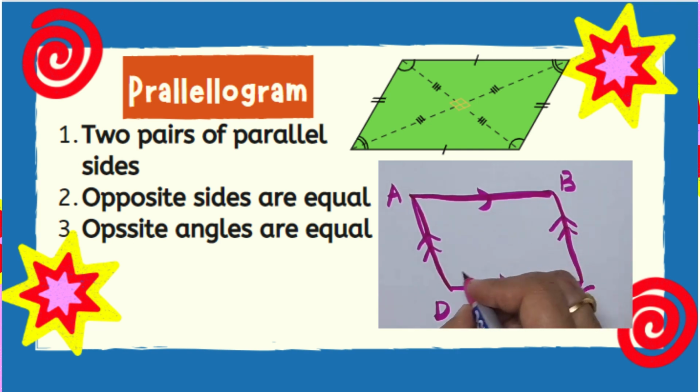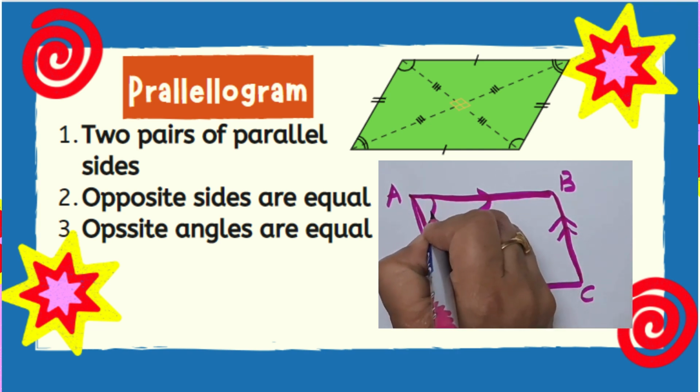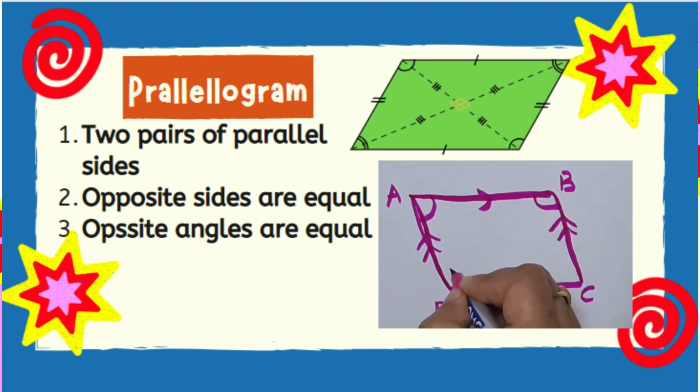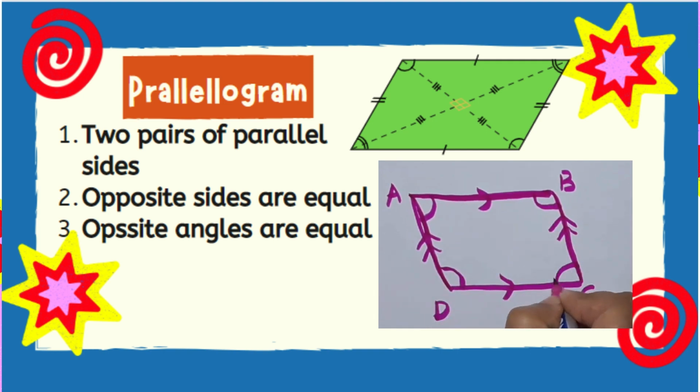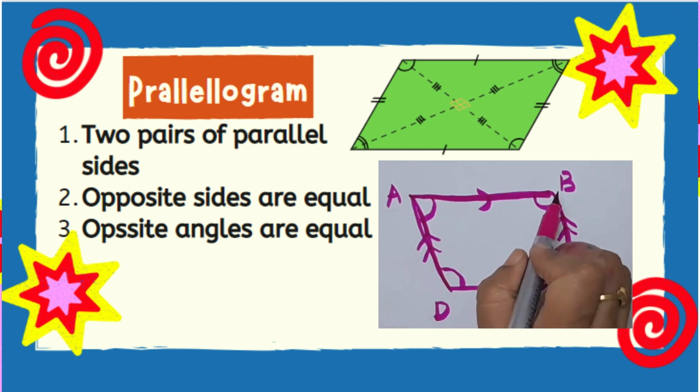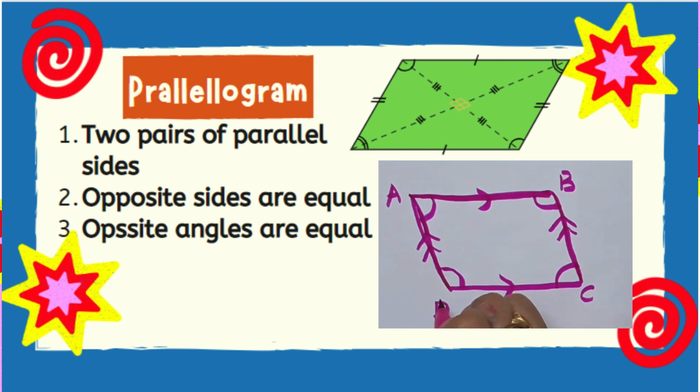Also in a parallelogram, opposite angles are equal. Angle A is opposite to angle C, so angle A is equal to angle C. Angle B is equal to angle D.